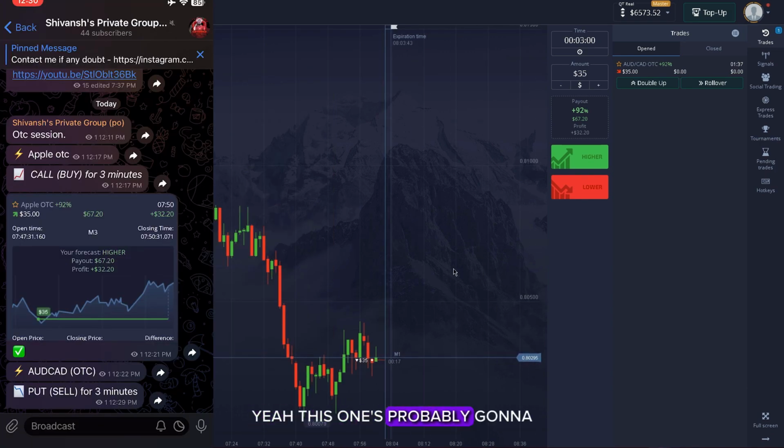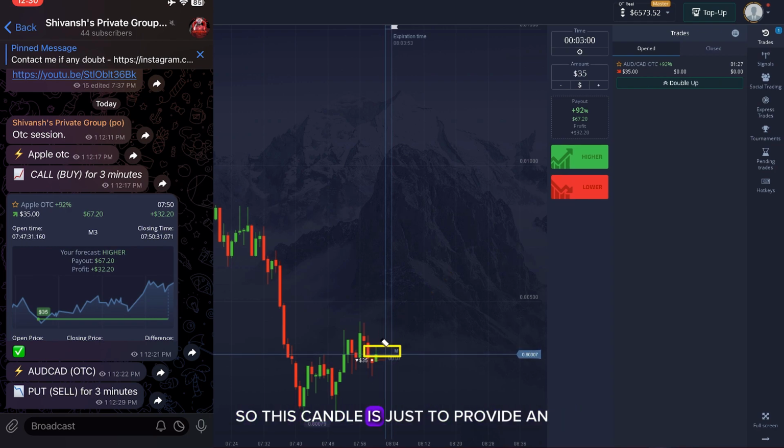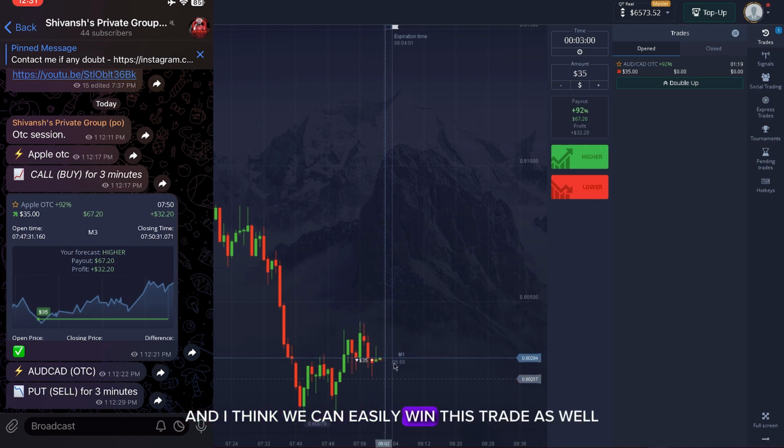Yeah, this one's probably gonna just cover the FVG. If you don't know what an FVG is, this candle from here to here is an FVG. This candle is just to provide efficient pricing in the market. So that's what I think, and I think we can easily win this trade as well. So we will see how it goes.